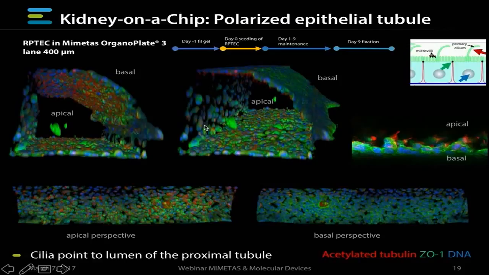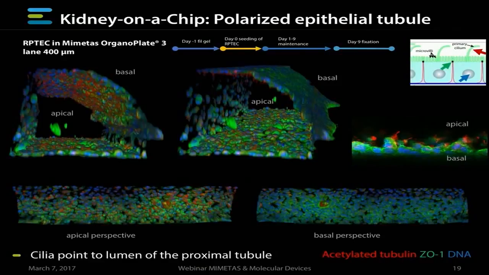ZO1 is a stain for tight junctions, and as you see, ZO1 in green is also here only on the apical side of the cells and not on the basal side. Here's a blow-up which nicely shows the cilia in red here and the ZO1 primarily at the apical side of the cells. So these cells are fully polarized, which means that transport going through the cells is also directional.